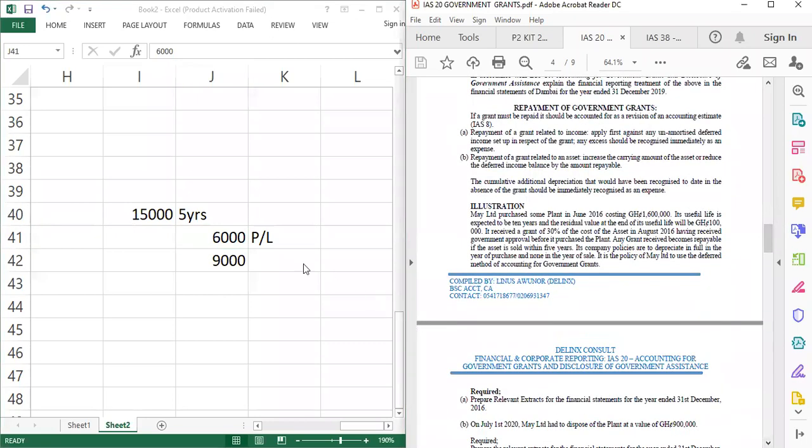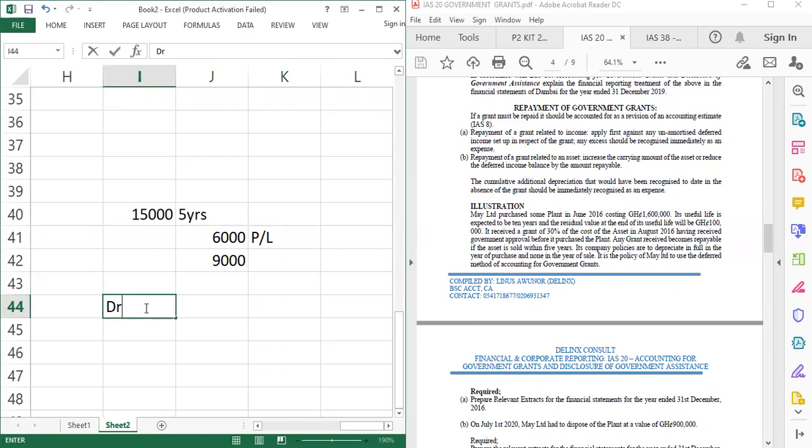So Linus, if I get you right, you'll be debiting... Okay, so you want to use W? No, just continue. Maybe we are talking about the same thing. So you're going to debit the asset by 3,000, credit cash 3,000. That is what you are doing?